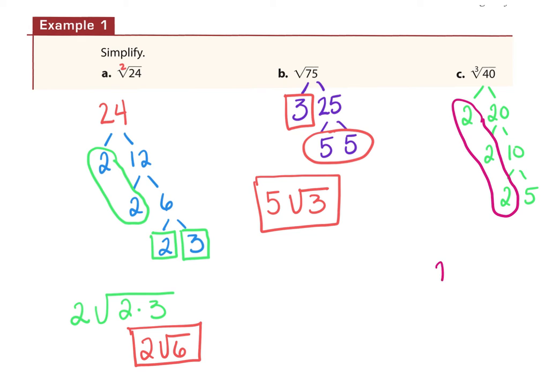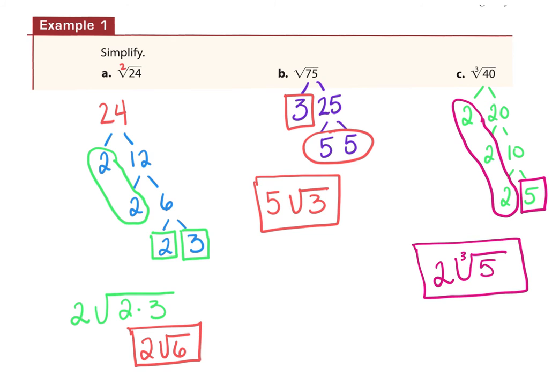I can take a 2 out. What about this 5? He does not have 2 other 5s to group with. It has to stay in. All right? So that 5 is going to stay in my radical. What was my index? 3. That has to go back right there. Your index stays the same. So your answer here would be 2 cubed root of 5.